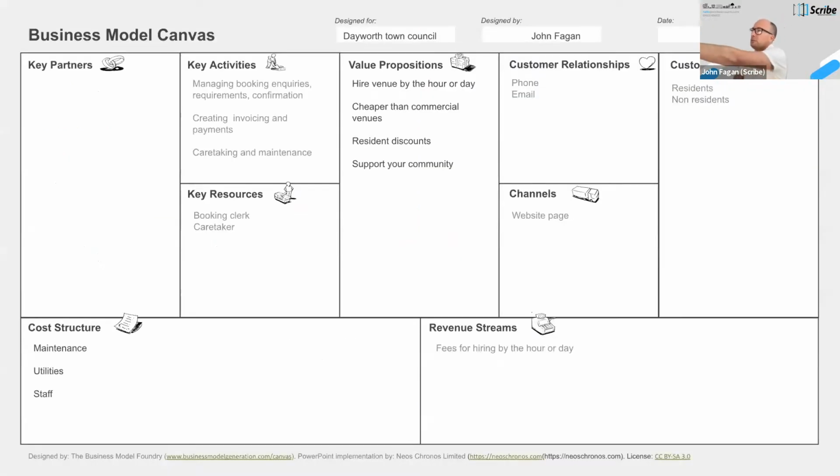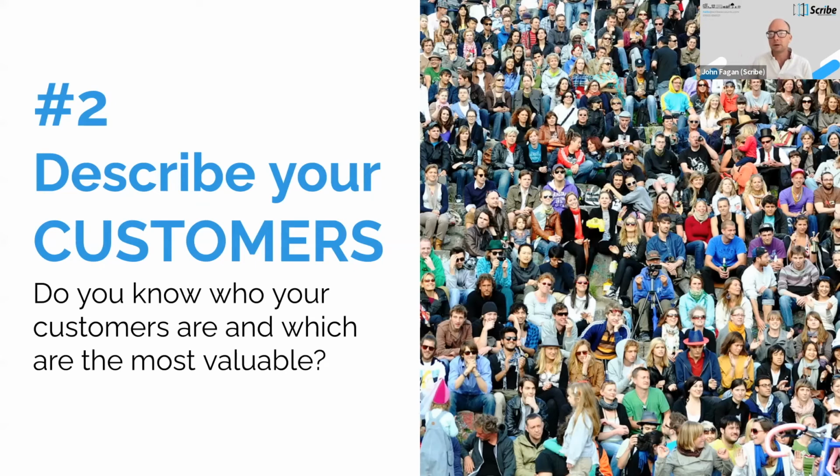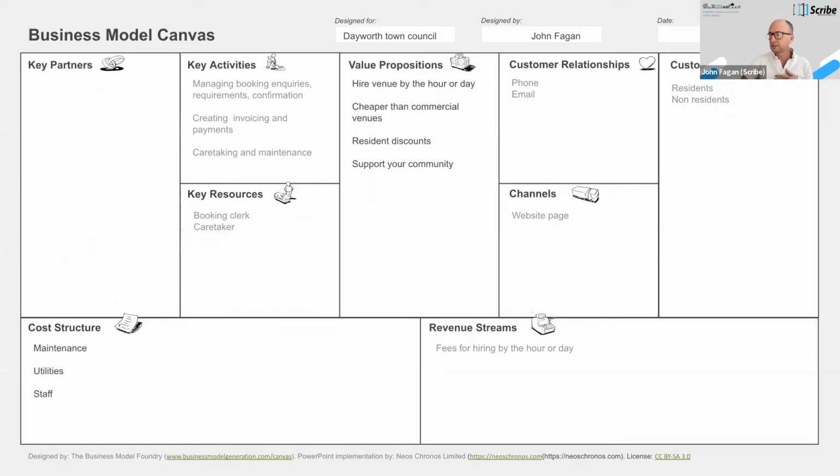On this business model canvas, I've just put residents and non-residents. That's not good enough in terms of describing your customer segments, because it's really important to understand who your potential customers are, so that when you market to them in your channels, you're getting the right messages that match their particular needs.